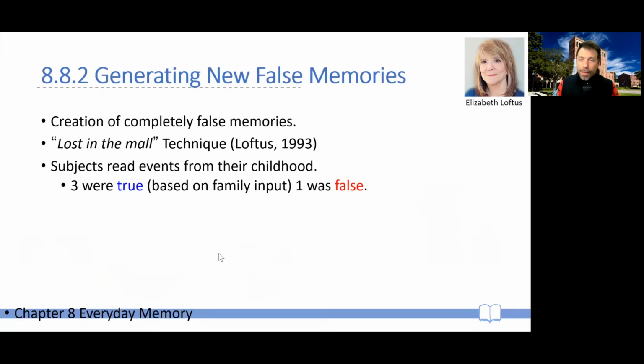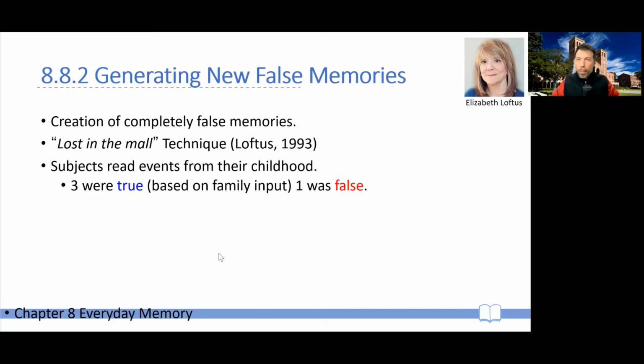Now, Elizabeth Loftus, in her incredible genius, came up with yet another wonderful example of this. And this is, in fact, even stronger: it's the creation of false memories. This is the so-called lost in the mall technique, and it would work something like this. She would ask participants to refer her to their family, and she would get from the family three stories from the childhood of the participant. Then they added a fourth one, which was always false, about the participant supposedly getting lost in the mall when they were young.